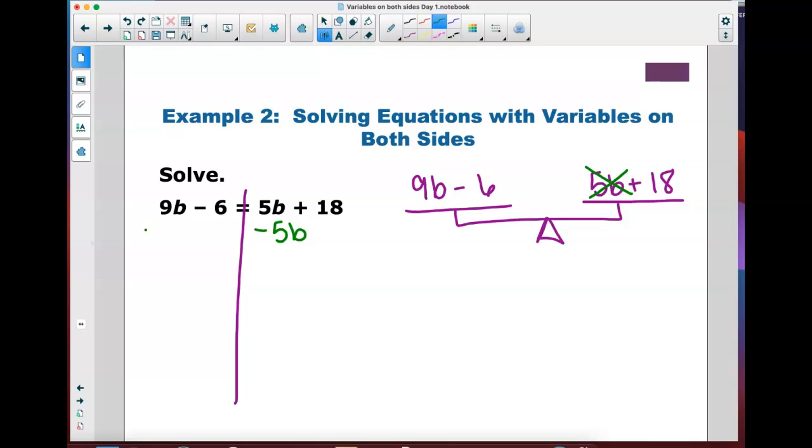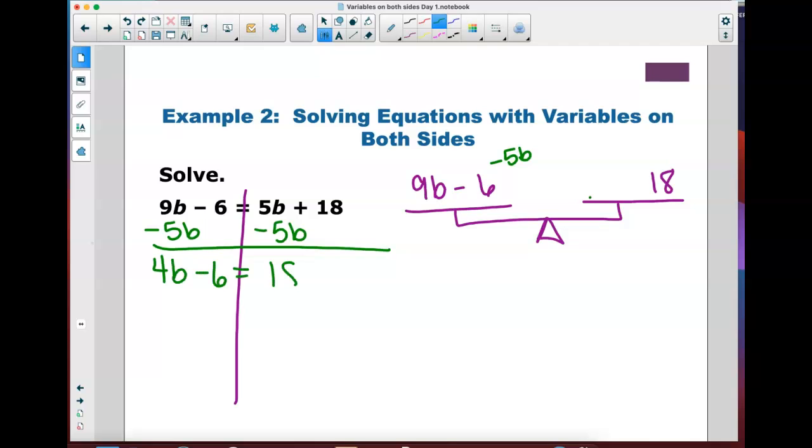Minus 5b. Right? You have to do the same thing to both sides. So if I take away this over here, now I also have to put minus 5b on this side. What's 9b's minus 5b's? 4b. So now this becomes 4b minus 6 equals 18.